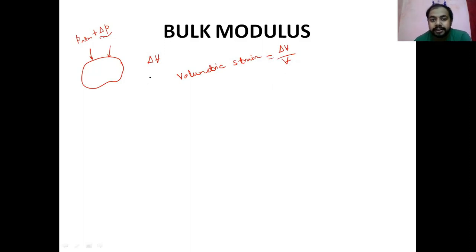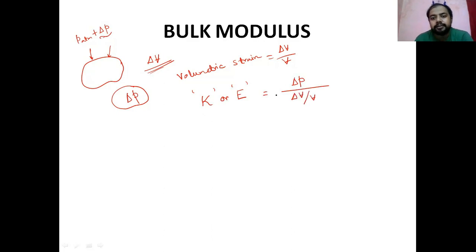Why is this volume change occurring? Because of the extra pressure. As you give the extra pressure delta P, the volume change delta V occurs. Then the concept of the bulk modulus comes. The bulk modulus can be defined as K or E; some books denote it by K, some by E. That will be equal to delta P divided by volumetric strain, with a negative sign.